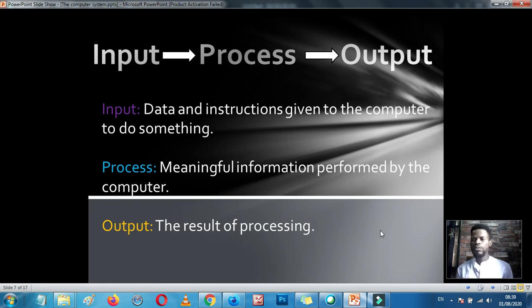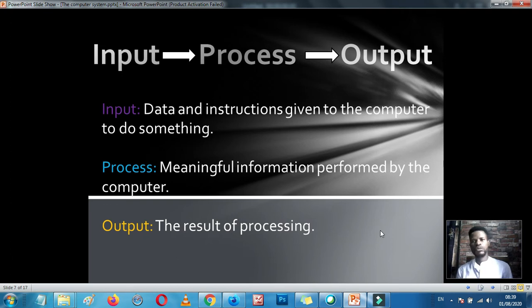When we put data into the computer, and the CPU actually works on it to bring out something, that is the process. Now, what is output? Output is the result of processing. What comes out after it has been processed is called the output, and that output can also be termed as information.